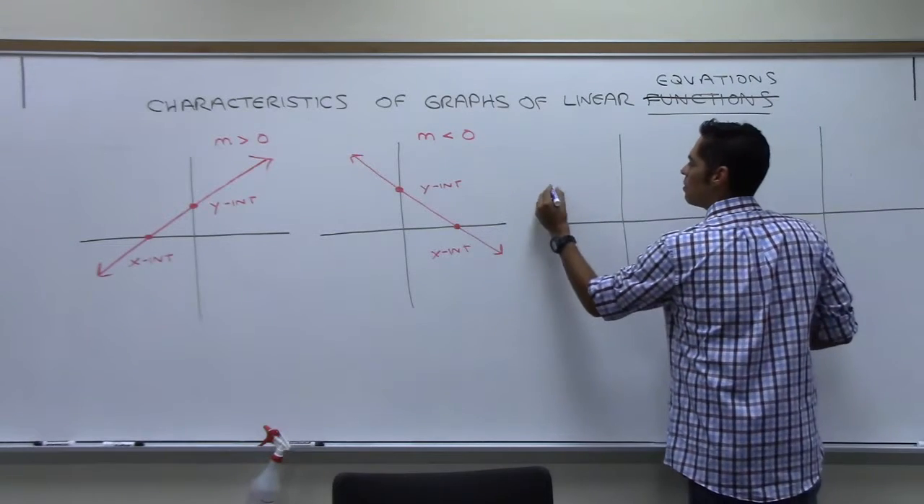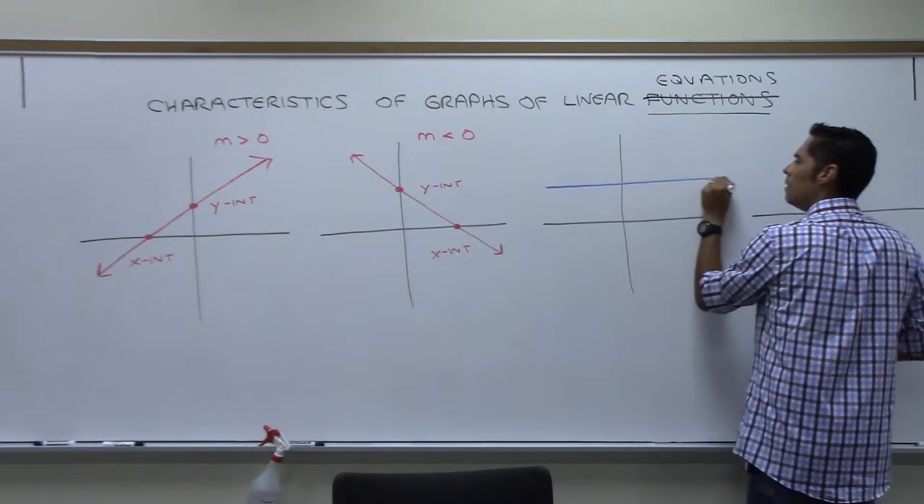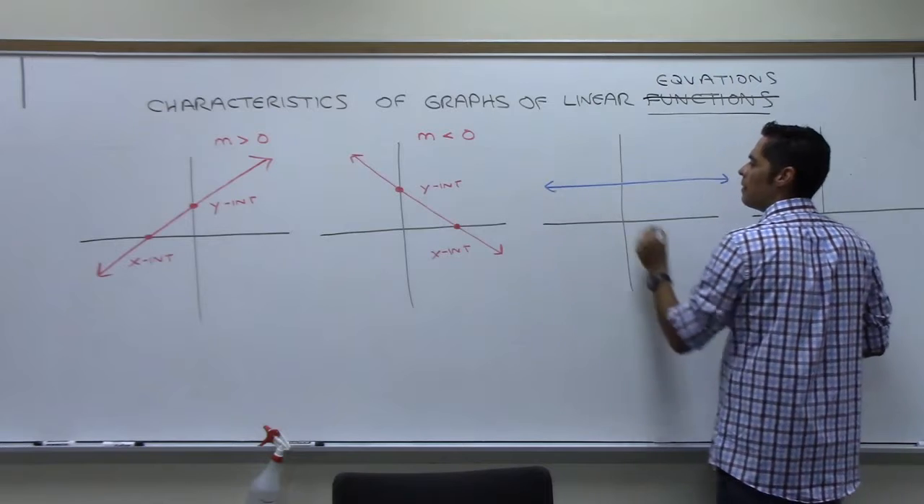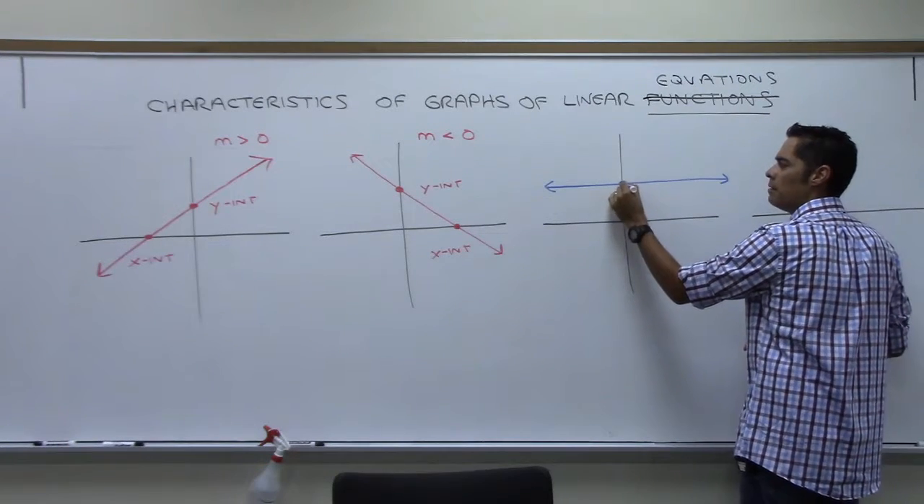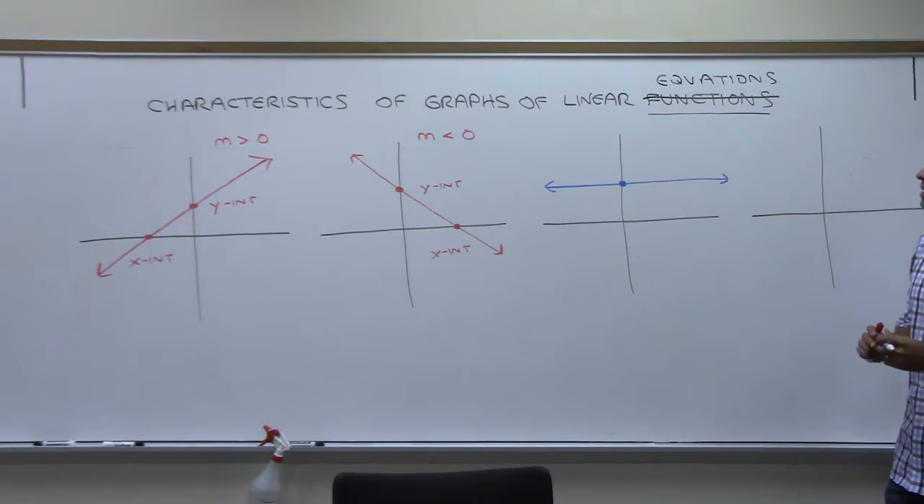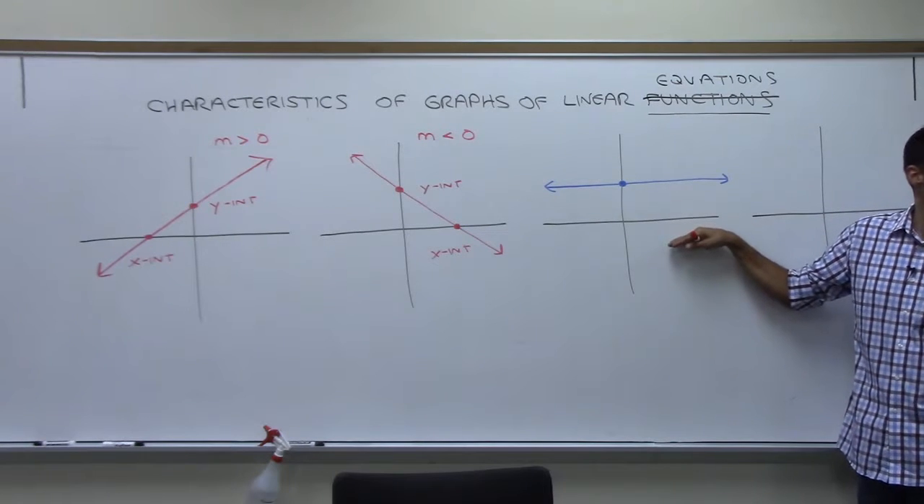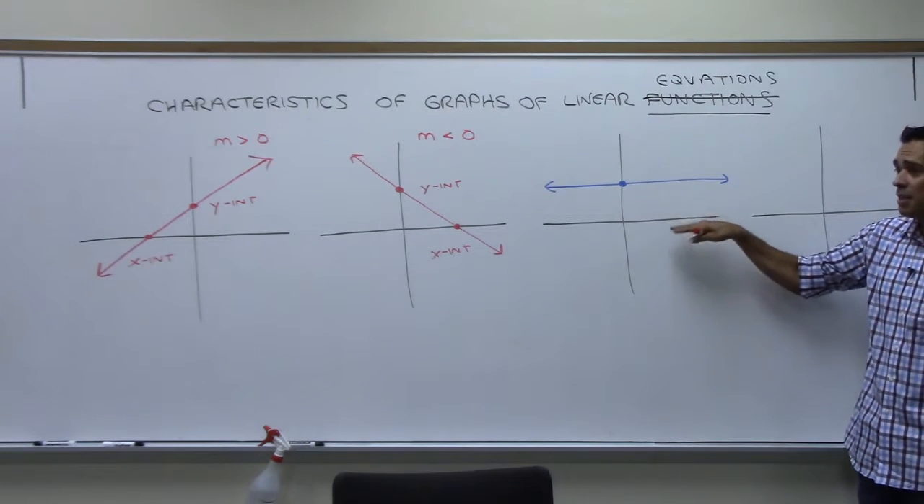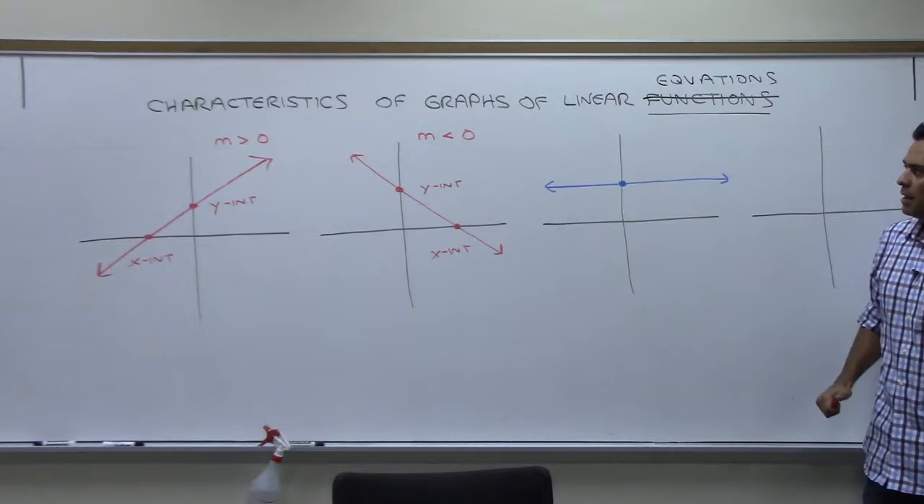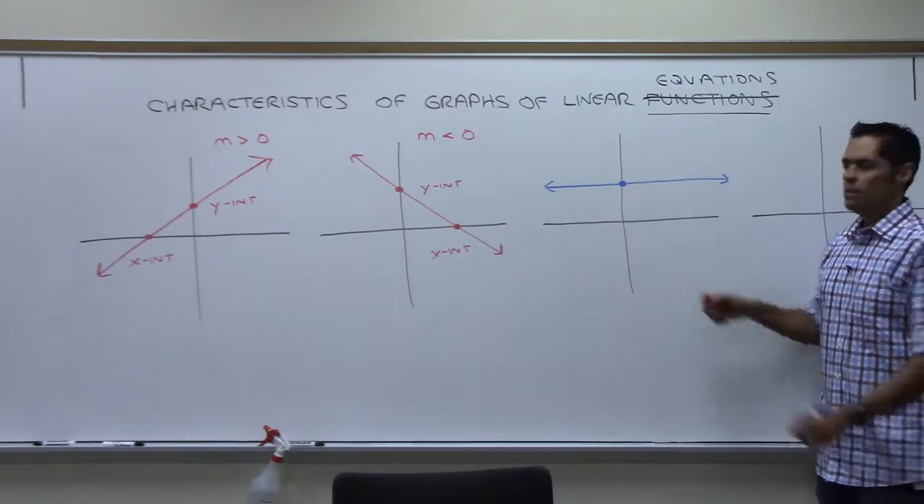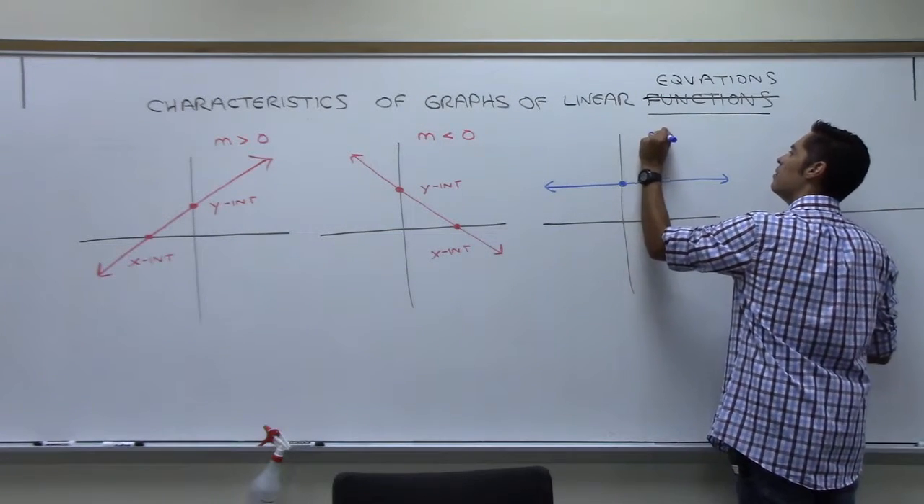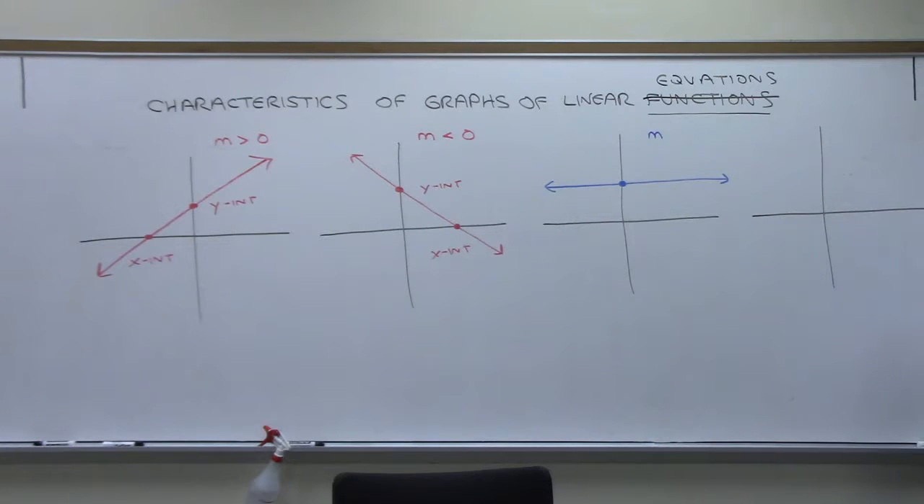Look, if I draw a horizontal line like that, it would have a y-intercept, wouldn't it? It would not touch the x-axis, so it would not have an x-intercept. But this is a very special line because its slope is very special. Does anyone know what the slope of a horizontal line is?